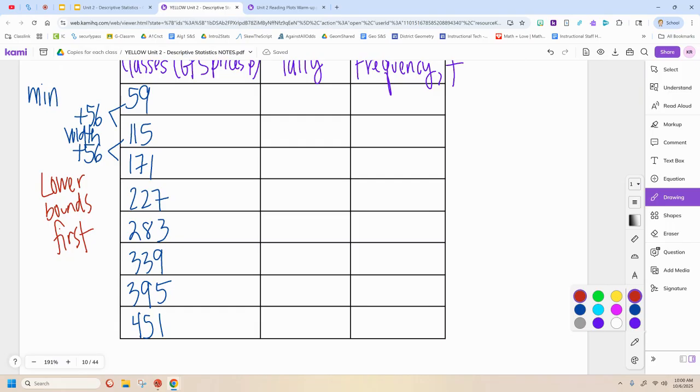Okay. Are people ready now for the next part? Okay. So the deal is this. We have to go from 59 to something, making sure we get all the numbers, but there's no overlapping. So where do I want this bound to end if this one starts at 115? That's it, exactly it. 114. So you're always subtracting 1 from this to end that. So this is 170.